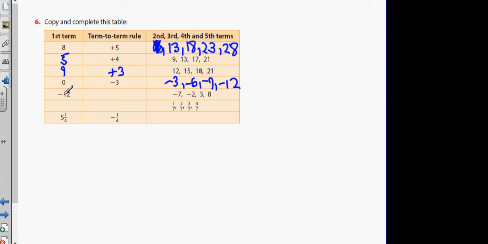Okay, this one here starts on -12, goes down 5 every time, gap of -5. Alright, this one here is interesting, the fraction one. It goes up a 7th each time. That means that a 7th minus a 7th is 0. Next one is 5 1/4. 5 1/4, take away a quarter. And then 4 and 3/4, 4 and 2 quarters, or 4 1/2, 4 and 1/4. That's number 6 done. Very easy stuff thus far.